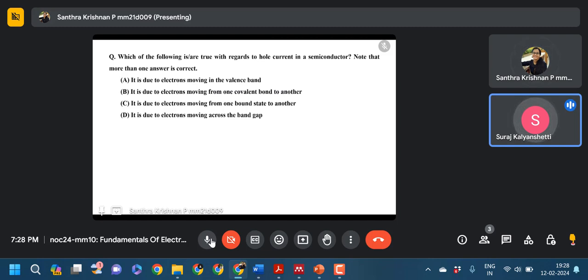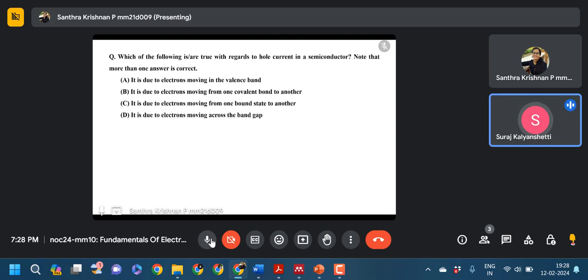It's due to the electrons moving in the valence band. No, it's not. It's due to the electrons moving from one covalent bond to another. No, it's not. It's due to the electrons moving from one bound state to another. No, it is due to the electrons moving across the band gap. Which of the following is or are true with regard to the hole current in the semiconductor? Note that more than one answer is correct.